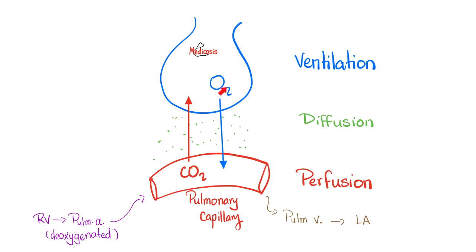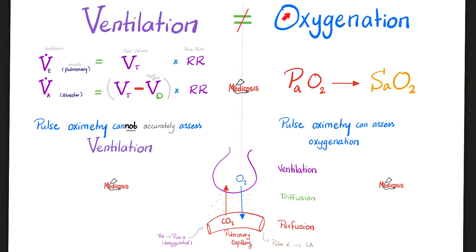Ventilation is to bring oxygen to the lungs. Oxygenation is for that oxygen to jump onto the hemoglobin. So ventilation versus oxygenation. Ventilation is to bring oxygen to the lungs. Oxygenation is to dump that oxygen onto the hemoglobin inside the vessel.